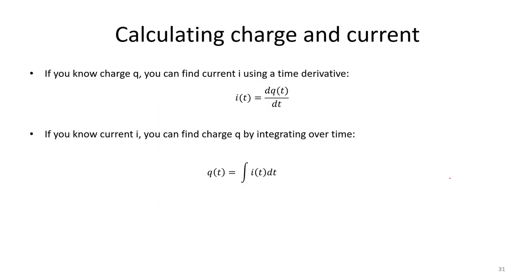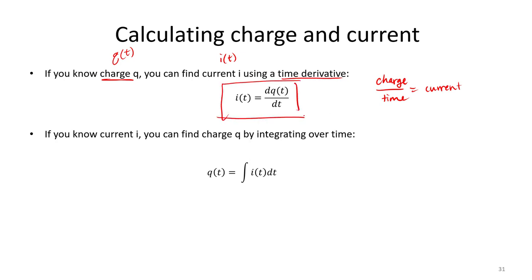All right, so now comes the fun part. We talked about current, charge, voltage. How do we actually calculate these things? Well, it turns out that there are some nice mathematical relationships we can use. Remember, we said that charge per time is current. And so if we know our charge, Q of t, we can find current I of t by taking the derivative. That's not so bad. So if we know charge, letter Q, just take the time derivative to get current.